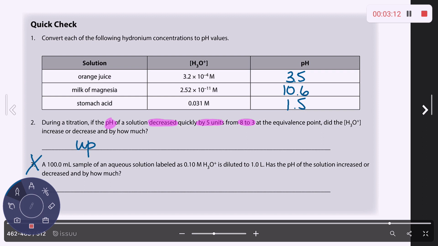Right? Because acids release hydrogen ions. Hydrogen ions are hydronium ions. So hydronium had to go up. And then by how much? Every pH unit is a power of 10. So 10 to the what? Yeah, 10 to the 5th. Turn to the next page.